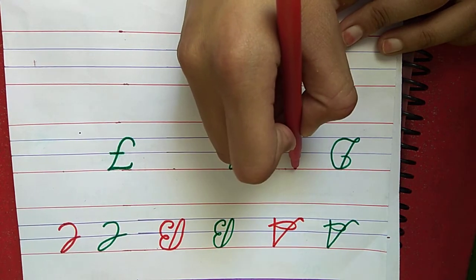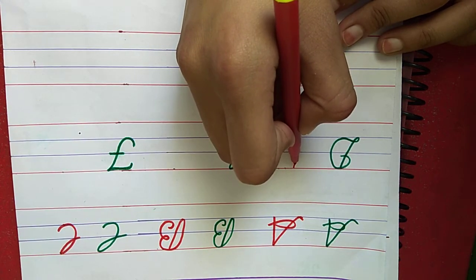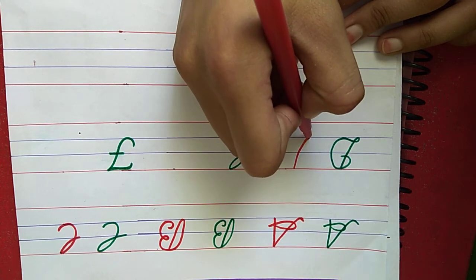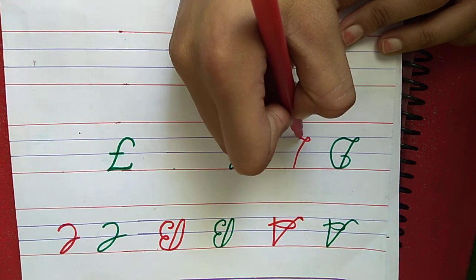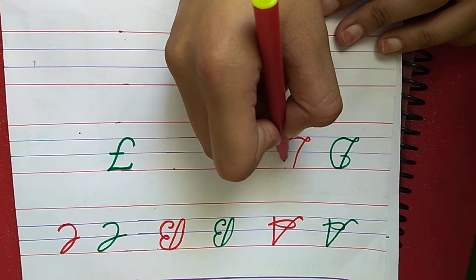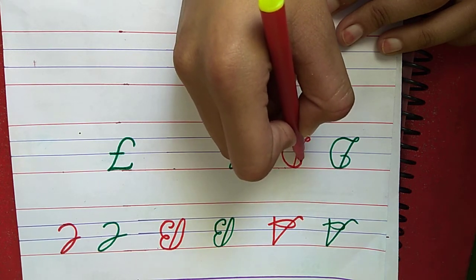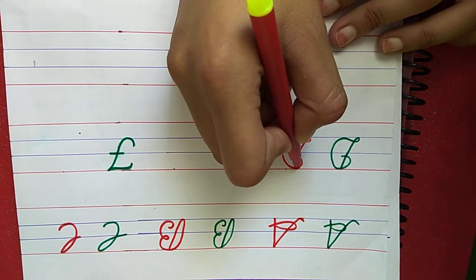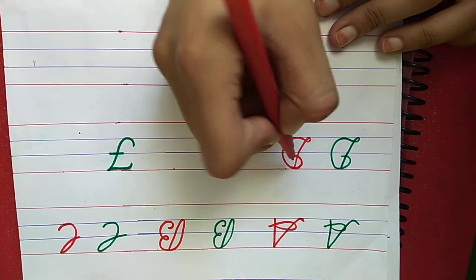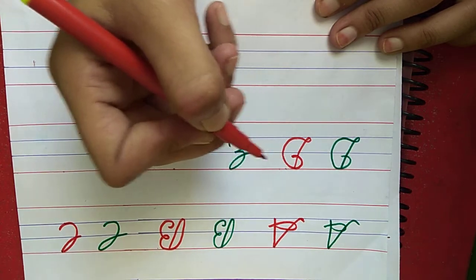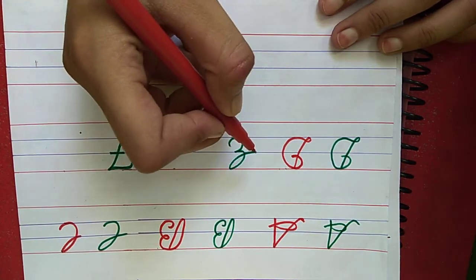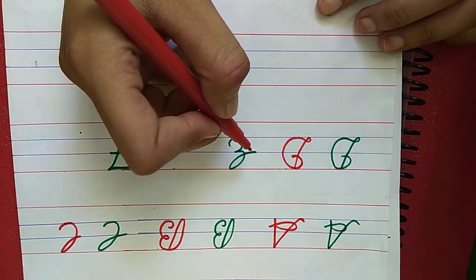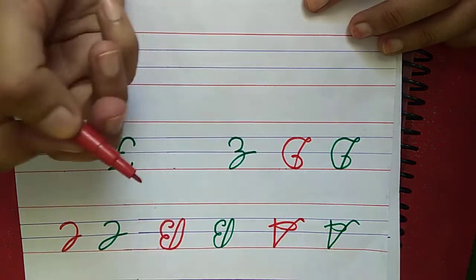Now put your pencil on the red line and draw a slanting line and a small loop and a semicircle and again a semicircle. This is also a semicircle. What is this? This is letter D. D for duck. What is the spelling of duck? D U C K. Duck.